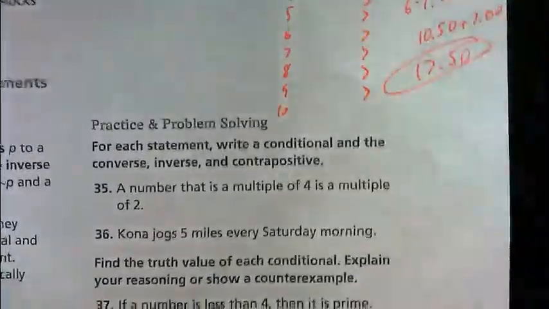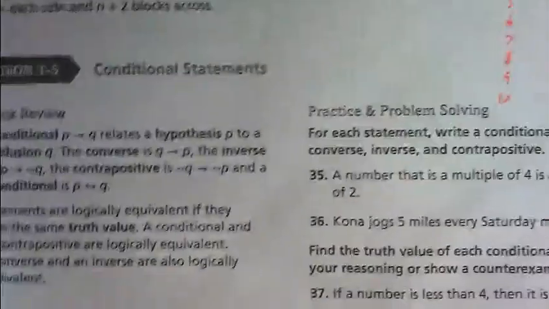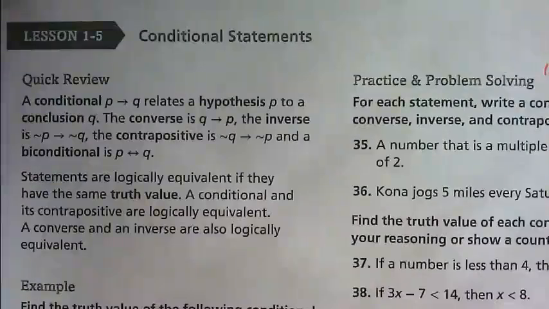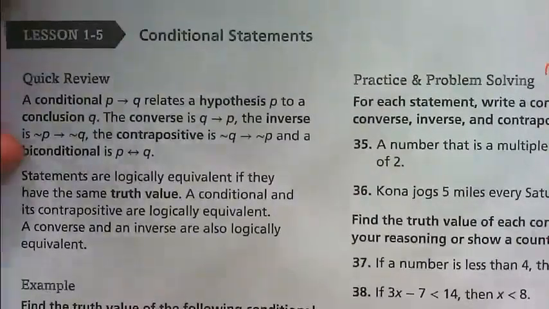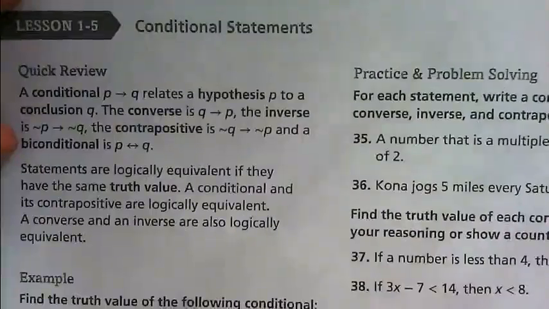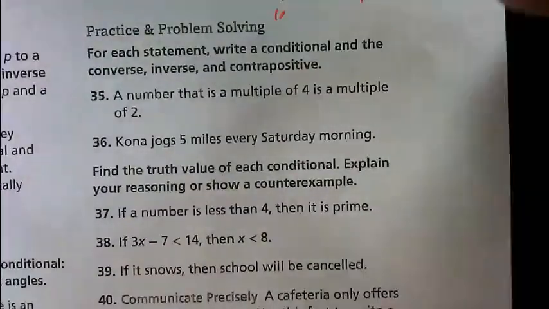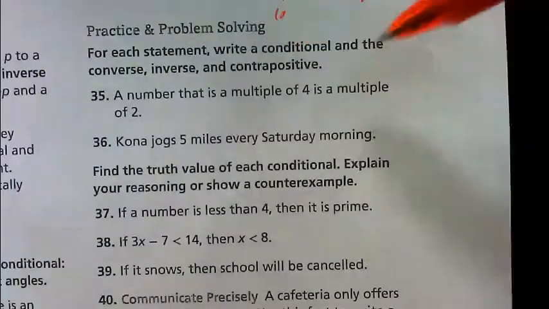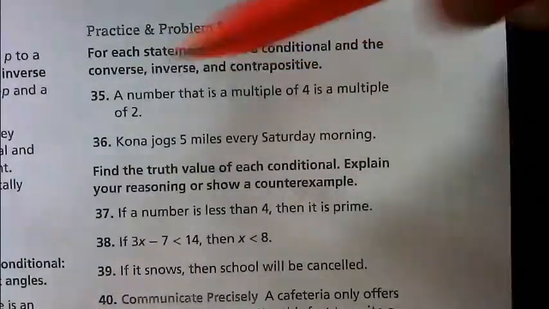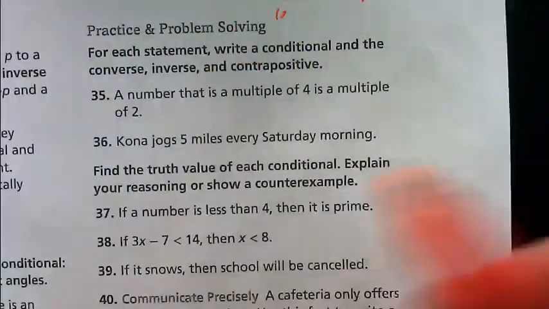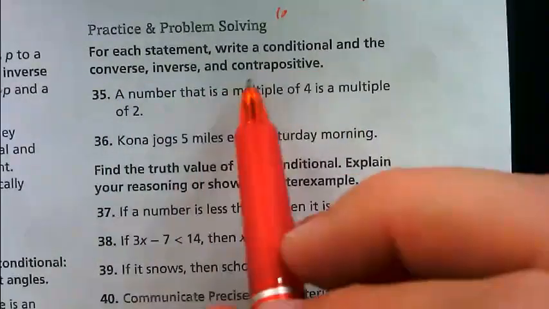All right. The next one is all about conditional statements. So again, conditional, knowing what parts are the hypothesis and conclusion, how the converse, inverse, contrapositive, and biconditional relate, and what their truth values are. Again, these are all important concepts from 1-5, all on the test. For each statement, write a conditional and a converse, inverse, and contrapositive. A number that is a multiple of 4 is a multiple of 2.